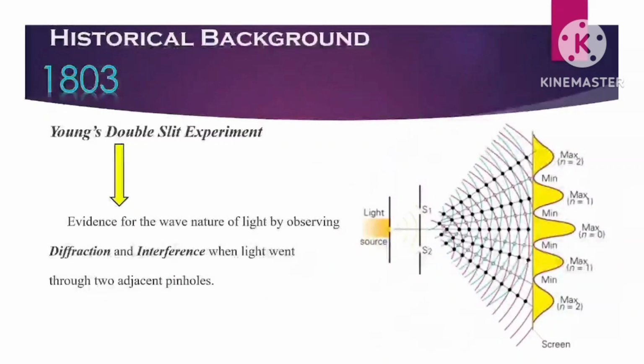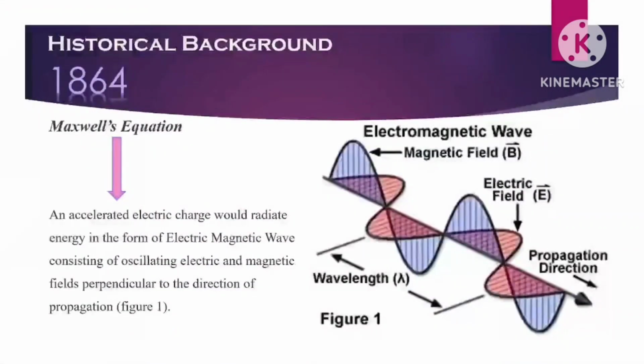In 1803, Thomas Young gave convincing evidence for the wave nature of light by observing diffraction and interference when light went through two adjacent pinholes. In 1864, Maxwell gave four equations, known as Maxwell's equations, which unified the laws of electricity and magnetism.